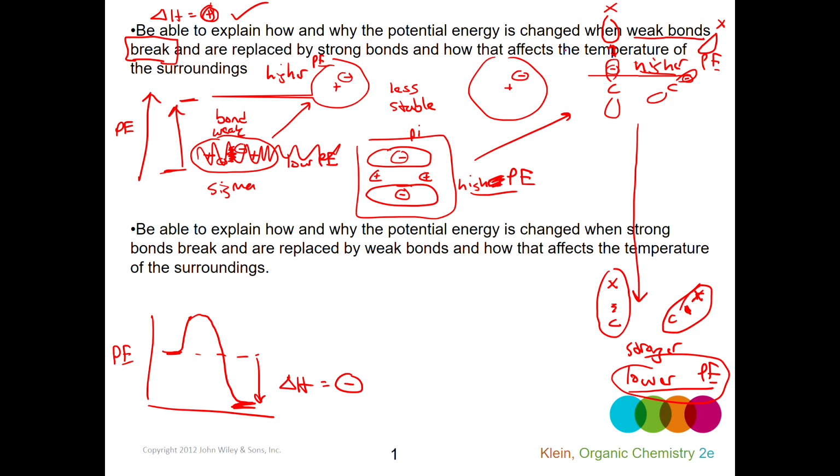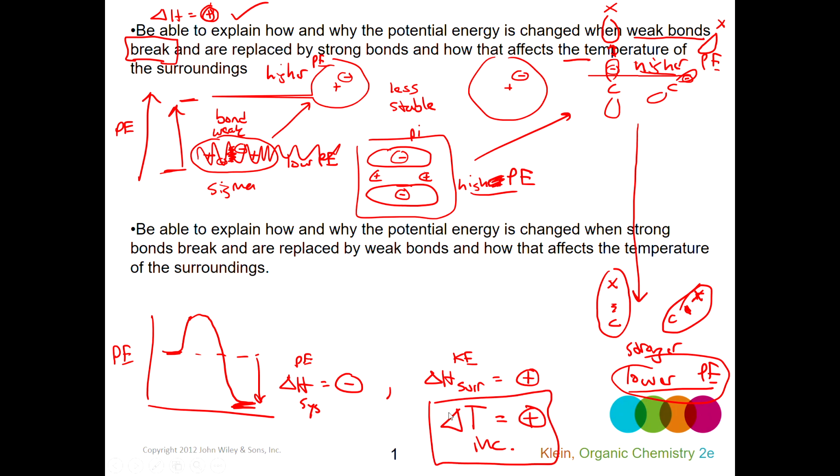So how does that affect the temperature of the surroundings? Well, if the system is releasing energy into the surroundings, heat is increasing. This is potential energy that the system loses, but it's kinetic energy that the surroundings absorb. And so that gives you a temperature increase, because the surroundings are absorbing the energy that the system released.